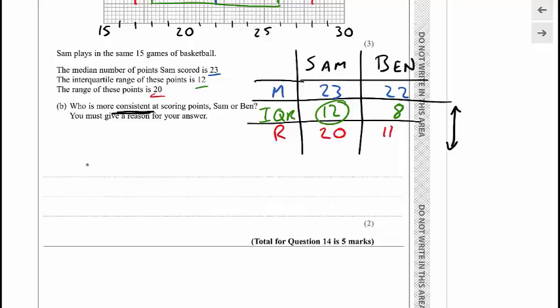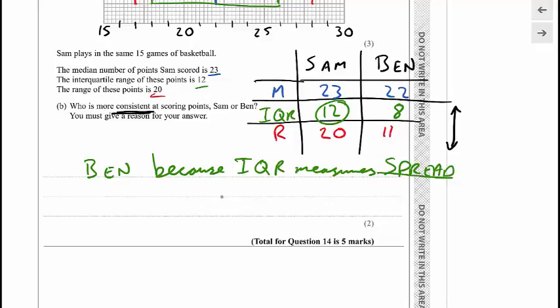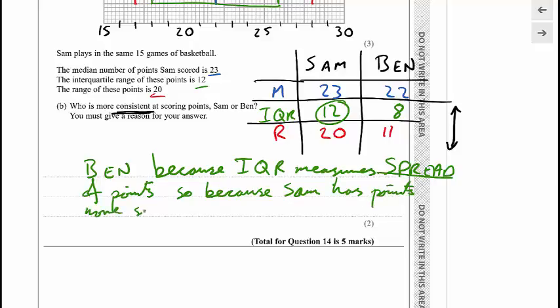So who's the more consistent at scoring points? It must be Ben, because the interquartile range measures the spread of points, and because Sam has points which are more spread out, he must be less consistent.